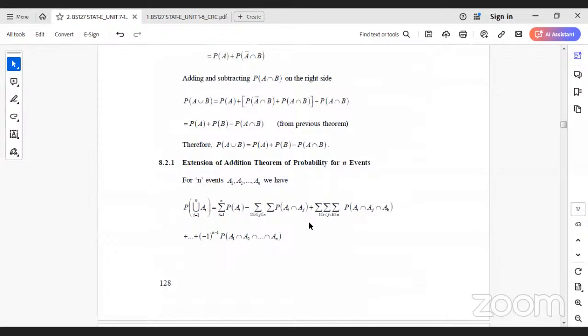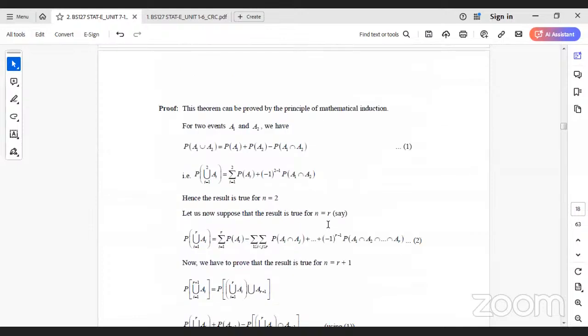P of union of Ai for i equal to 1 to n is equal to summation of P of Ai, minus summation over 1 less than or equal to i less than j less than or equal to n of P of Ai intersection Aj, plus summation over i less than j less than k of P of Ai intersection Aj intersection Ak, and so on. We are taking that, proving the theorem. This is the most important theorem also.